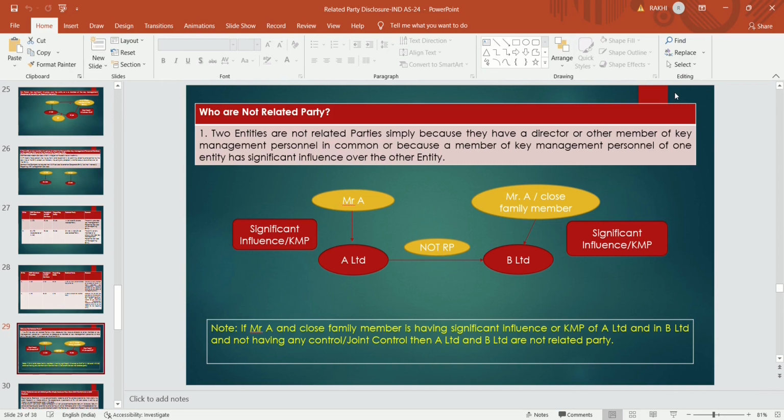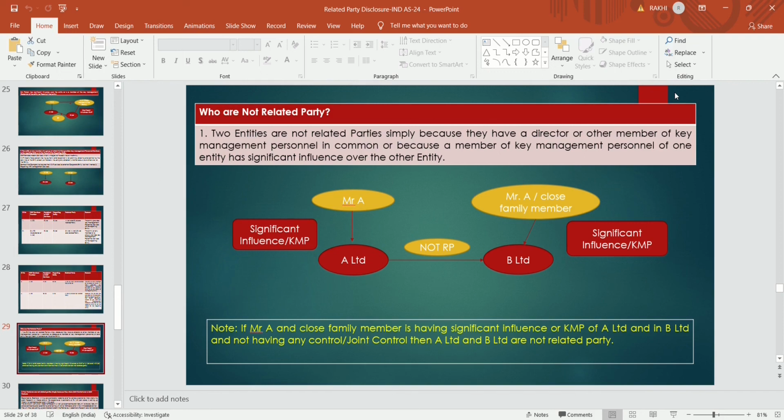Two entities are not related parties simply because they have a common director or other member of KMP in common, or because a member of KMP of one entity has a significant influence over the other entity. If two entities have a common director and those directors have a significant influence, then they are not related to each other. Only common directors or the KMP who is having a significant influence, then they are not related.